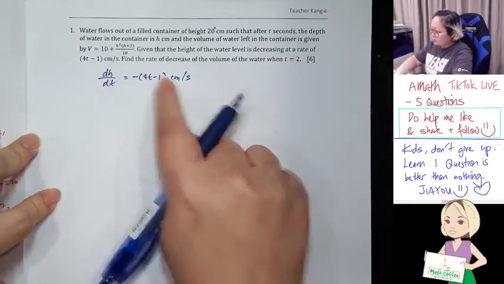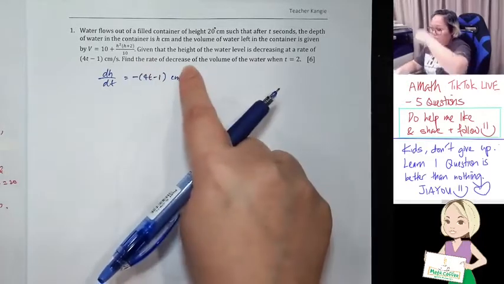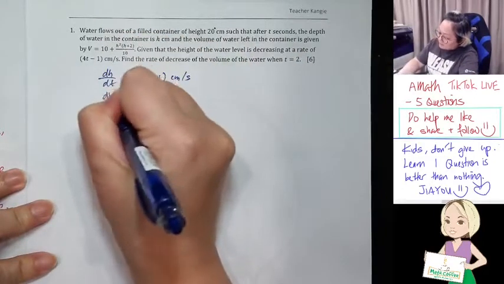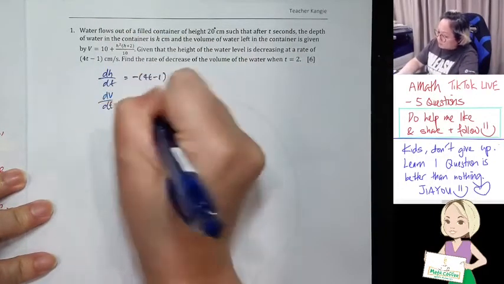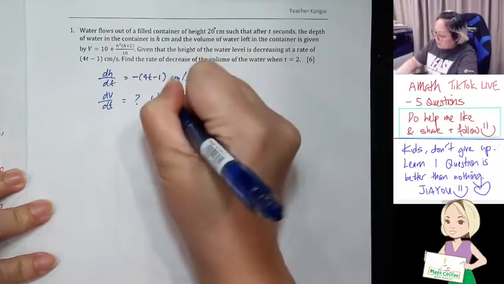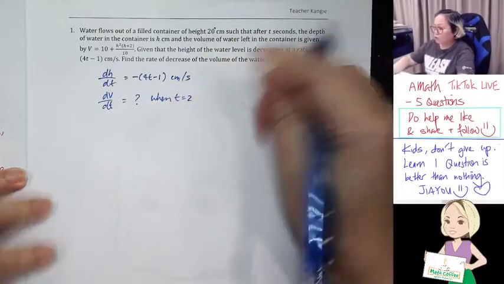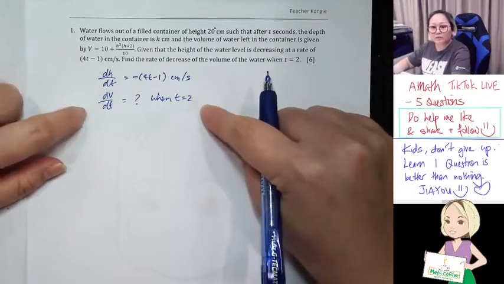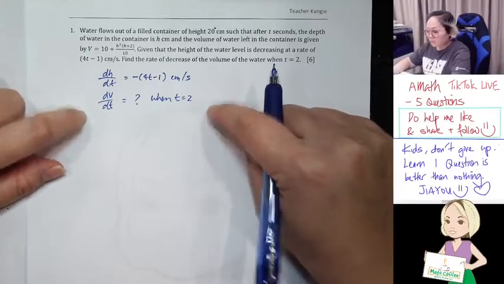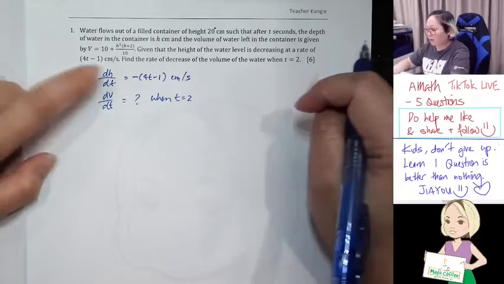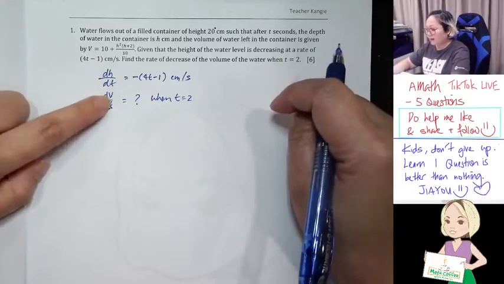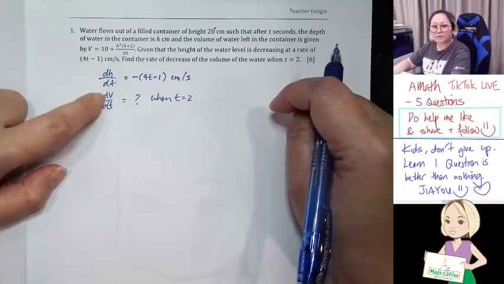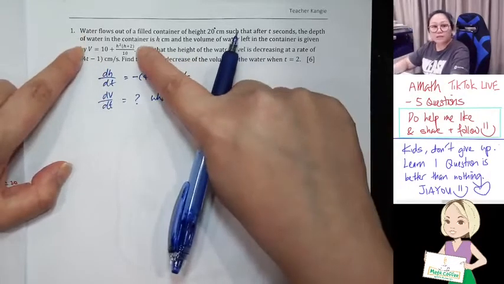Okay, let's proceed. After that, find the rate of decrease of the volume of water. So that means you want to find dV/dt equals to question mark when t equals to 2. Usually I will write the statement first: what is given and what they ask me to find. With this, it's easier for me to find out what kind of formula I need. You can see that I want V and h, V in terms of h or h in terms of V. For this situation, they already give you V in terms of h.